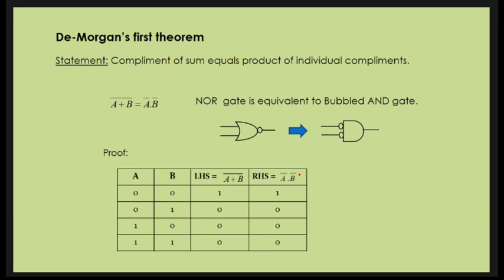We can prove De Morgan's first theorem by taking these two values of variables, 0 and 1, and hence there are four possible combinations of A and B. So by taking these four possible combinations, we can prove LHS equal to RHS.